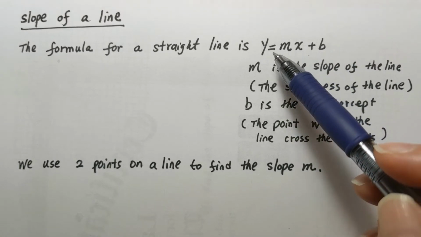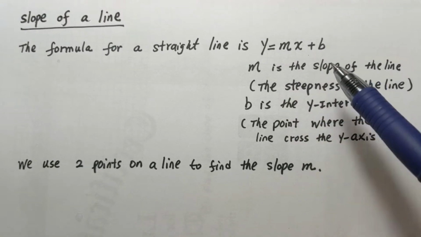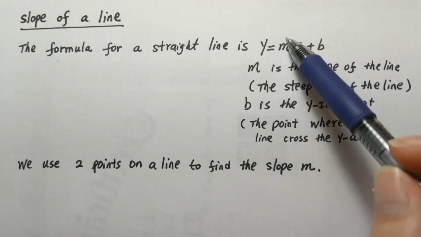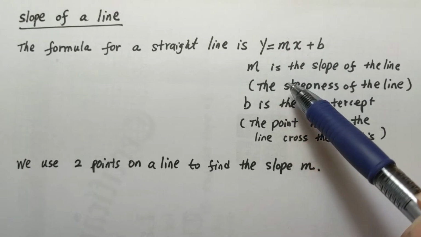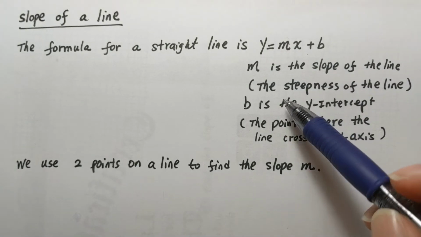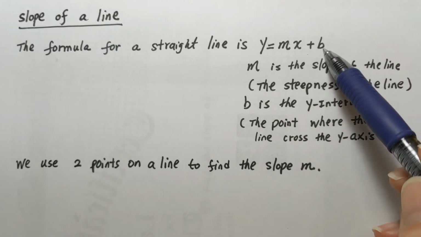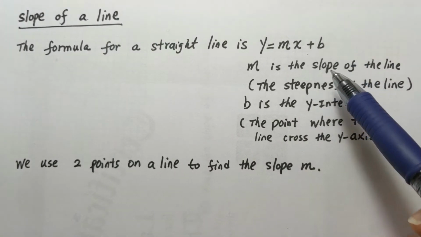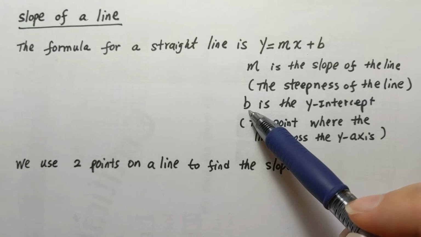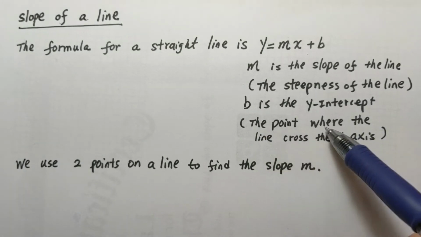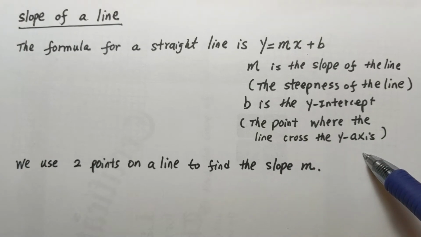So yesterday we said like y equal to 2x plus 3. Okay, y equal to 4x plus 5. So the number in front of the x is called the slope of the line. It is the steepness of the line. And then the number at the end, the constant, is called the y-intercept. So we say b is the y-intercept, and on the graph it is the point where the line crosses the y-axis.